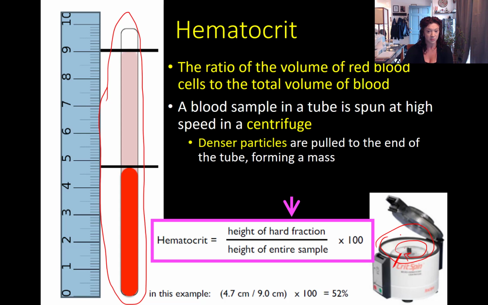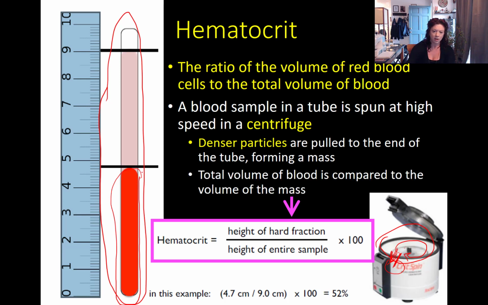The effect of this spinning is that the denser particles in the blood are pulled to the far end of the tube. Down here. So all the denser particles get forced downwards. And they form a mass. Kind of looks like this. This is where all your cells are. Primarily, of course, your red blood cells, because that's what most of the cells in your blood are.